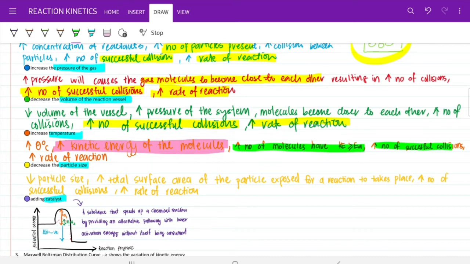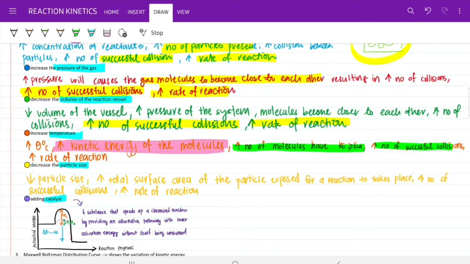By how? By just increasing the temperature of the system. Okay, so this increase in temperature can be explained in the Maxwell-Boltzmann Distribution Curve, which I'm going to tell you later towards the end of this video. Okay, decreasing particle size. This particle is referring to the reactant molecule size.